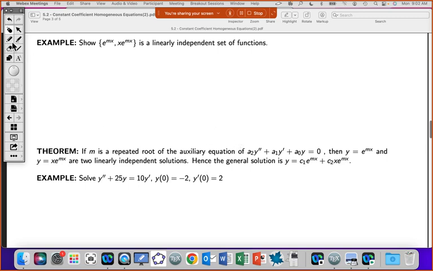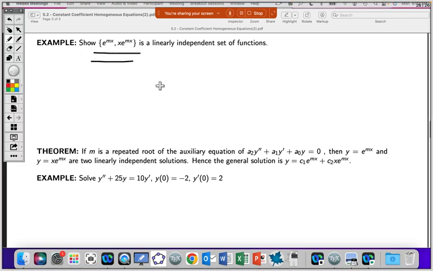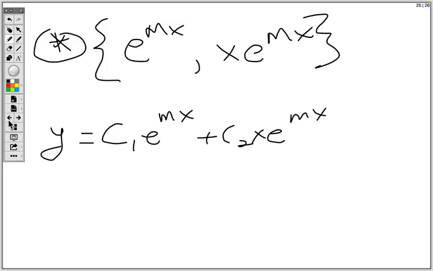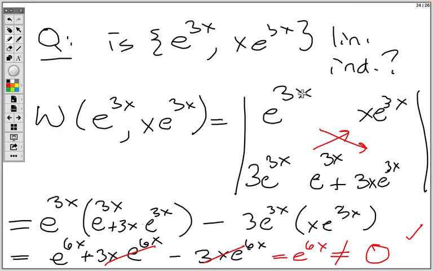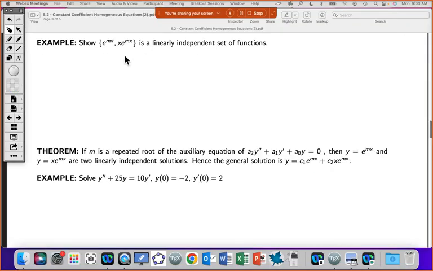So I'll leave this for you to do. This is the Wronskian of those. The same thing is going to happen once again. Instead of having a 3 in here, it's going to be an m. So you can trace that through. Nothing's going to change. Okay, so here's the theorem.